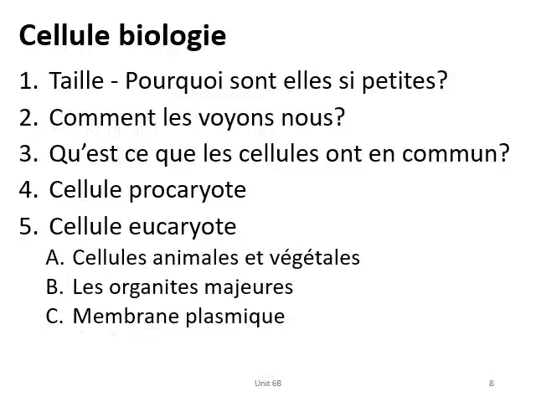We'll look at cell size and ask, why are they so small? How do we see cells? What do various types of cells have in common? What is in the prokaryote cell and what is in the eukaryote cell? We'll look at animal versus plant cells, major organelles, and the plasma membrane.